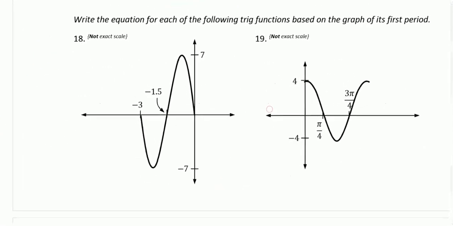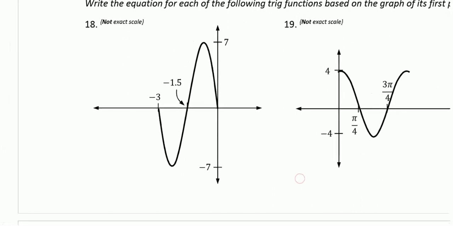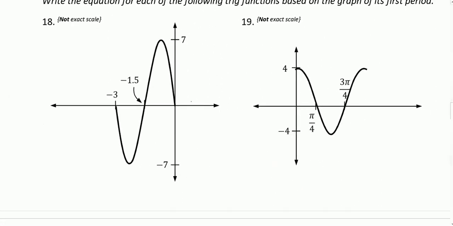Number 18, we're asked to write the equation for each of the following trig functions based on the graph of its first period. It's not drawn exactly to scale. Okay. So on 18, we see a few things here. We see that the amplitude is 7. We see that the period of this function is 3, because that's the length from -3 to 0 that we're given.